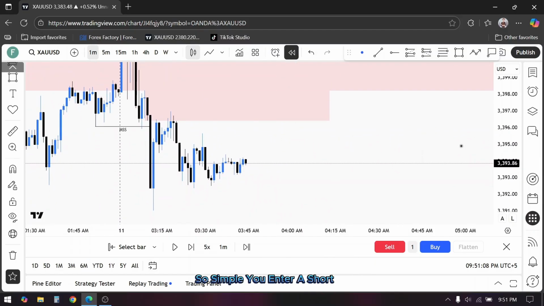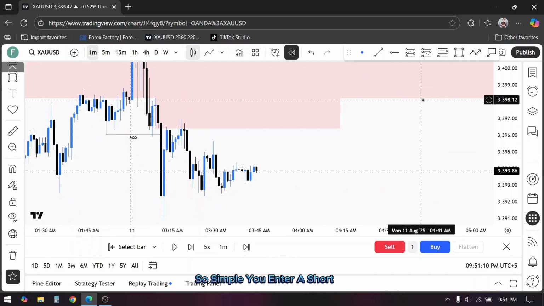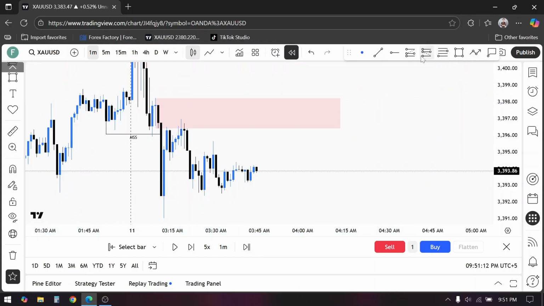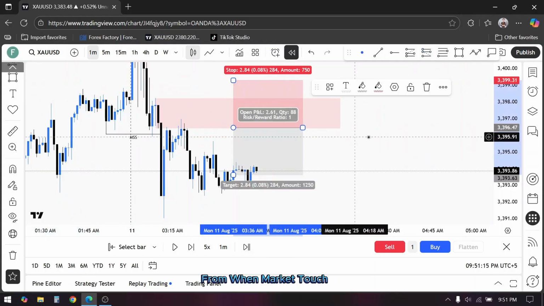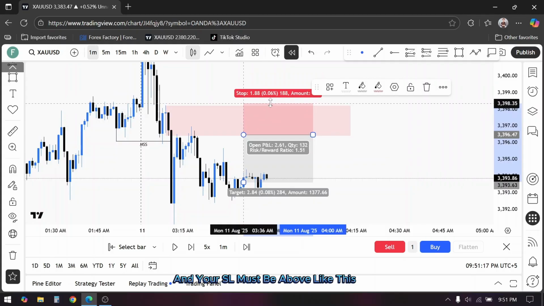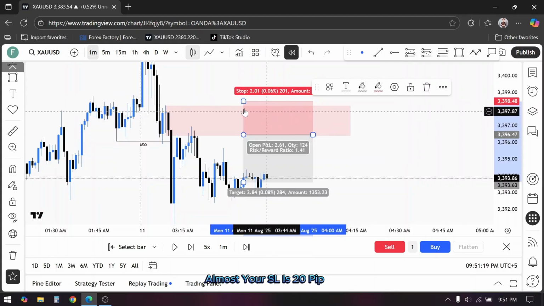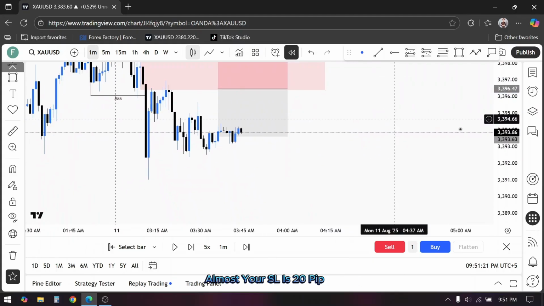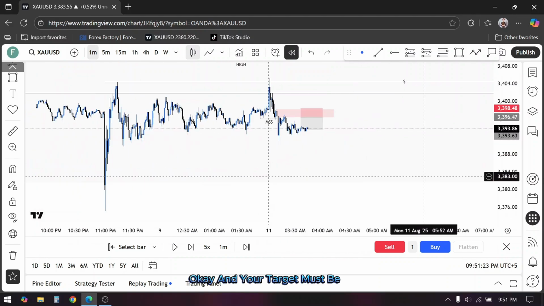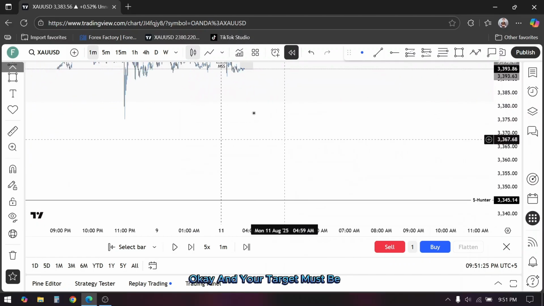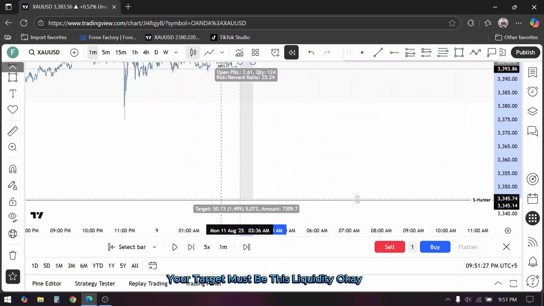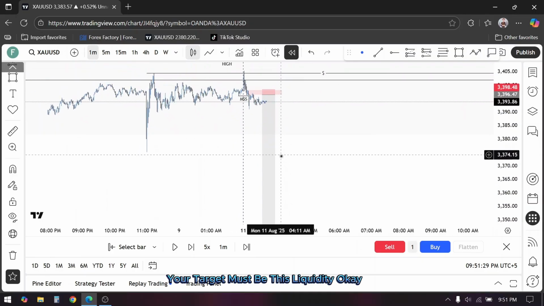So simple, you enter a short when market touches, and your SL must be above like this, almost your SL is 20 pips. Okay, and your target must be this liquidity.